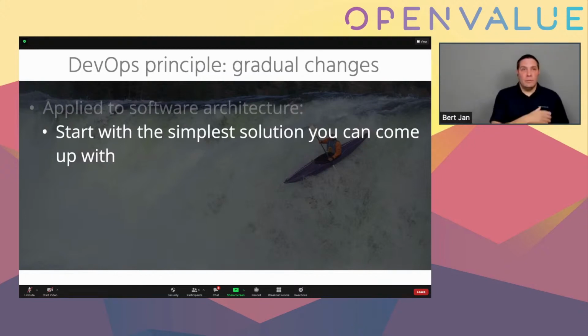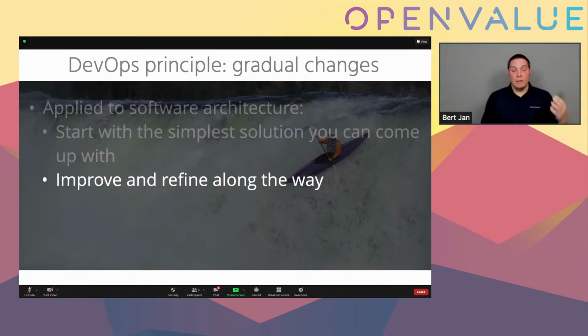Obviously, software needs to be future-proof, but it's also obvious that we can't predict the future. So start with the simplest thing that can work, get this in production, and start getting feedback from your end users. And improve and refine along the way. Typically, you learn more by gaining insights over a period of time than thinking a lot upfront.